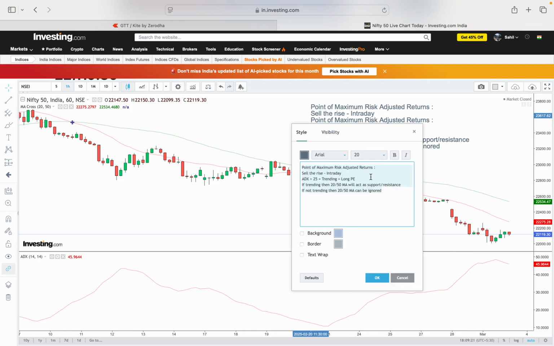Now the question is, if we understand that because it is trending, therefore the 20-50 moving averages will act as a support or a resistance, therefore we can already see that for the current market price, which is at 22,119, the first resistance, that is R1, is working out to be 22,275, and the second resistance R2 is working out to be 22,535.